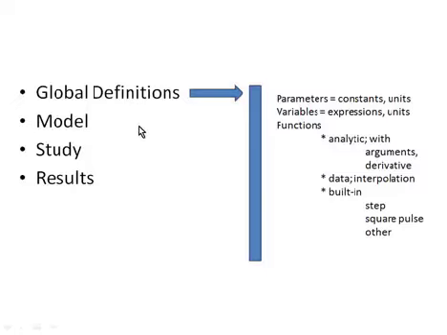So global definitions. These are parameters and variables that are either constants or mathematical expressions, perhaps with units associated with them. Global definitions also include functions that may be analytic functions, or they may be interpolated functions based on data. There are also built-in functions: step functions, square pulse functions, Gaussian functions. Functions that come up often are built into the code.